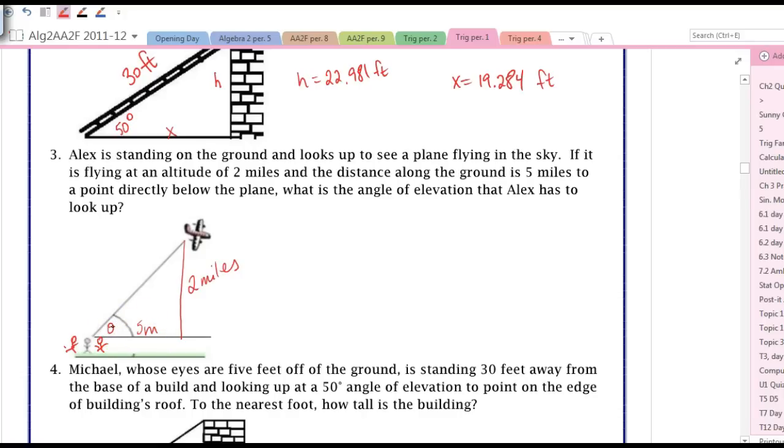Again, notice the absence of hypotenuse. So we're going to use tangent of theta equals 2/5. We're going to use tangent inverse to solve for this. And so the angle that the three Alexes are gazing up at the plane at is 21.801 degrees.